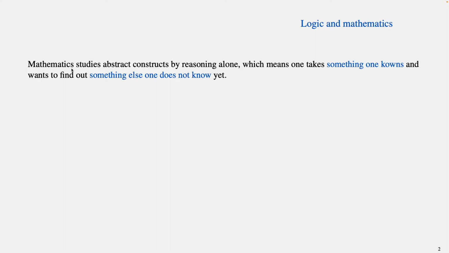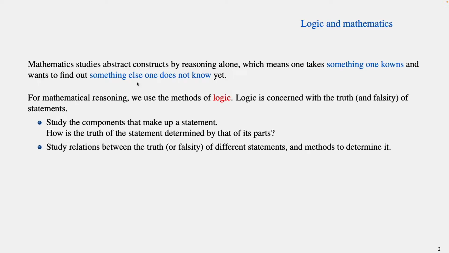There are certainly many ways to explain what mathematics is, but one defining property is that in mathematics we study abstract constructs by reasoning alone. This means we take some known fact and try to deduce something else out of it, hopefully a result that was previously unknown. In mathematics, this reasoning is done by logical thinking alone, not by using real-world observations, measurements, or experiments as one would do in the sciences.